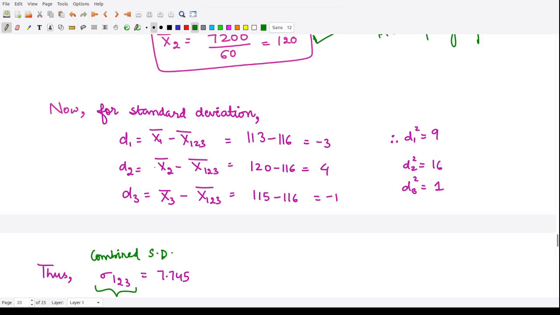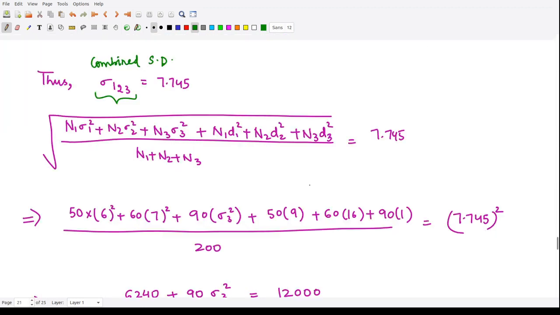Before doing that, we have to calculate these deviations. What are these deviations? According to the formula, d1 is x1 bar minus x bar 1, 2, 3. For d2 it is x2 bar minus x bar 1, 2, 3, and for d3 it is x3 bar minus x bar 1, 2, 3. That is, the subtraction of the given means from the combined mean. This is what you get. Because we require the squares of these quantities, these are the squares. Now we are ready to substitute all the values in this particular formula.